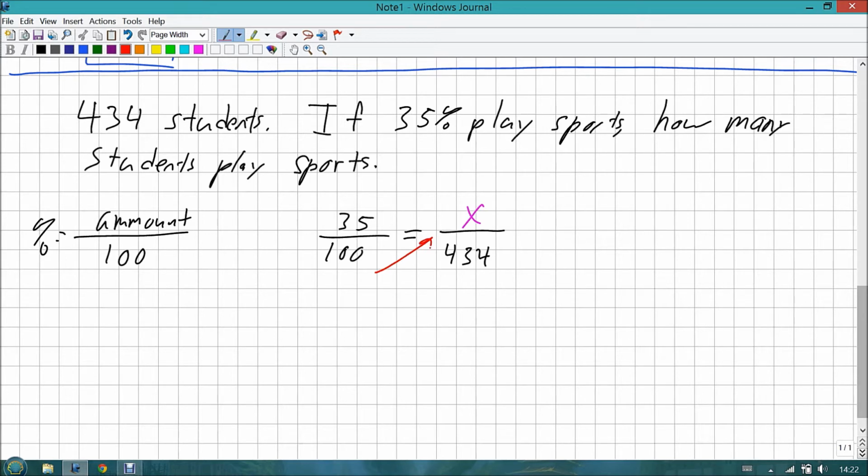And we go, okay, 100 times X gives me 100X. And then on the other side, 434 times 35, pulling out my handy dandy calculator, 35 times 434 gives me 15,190.